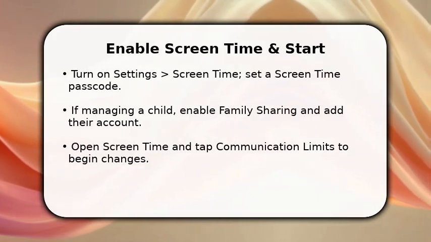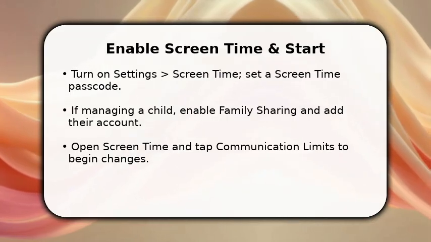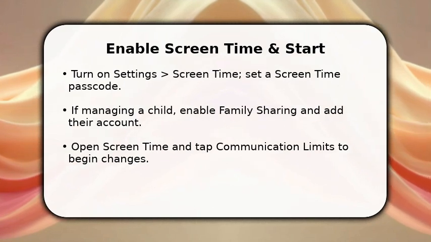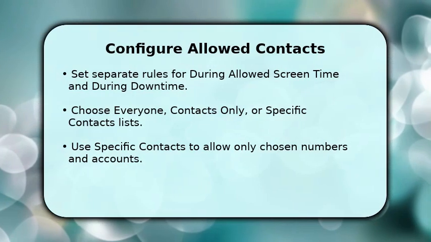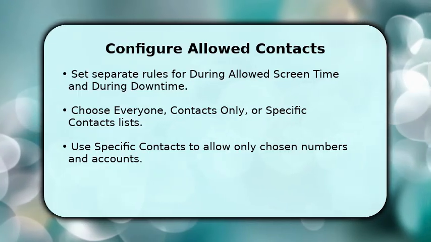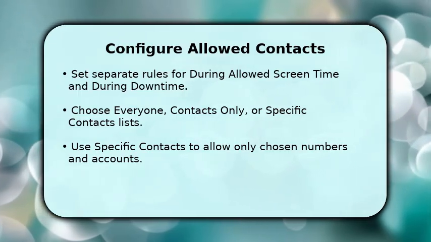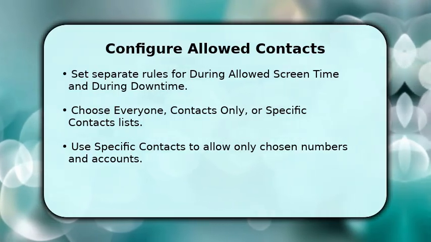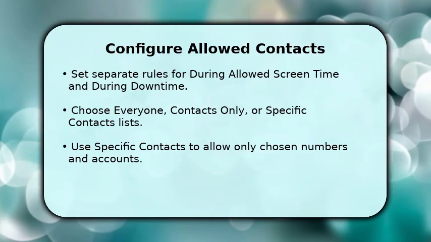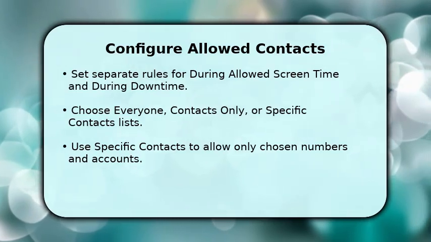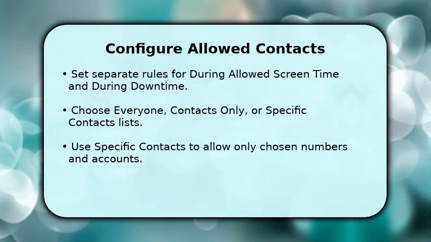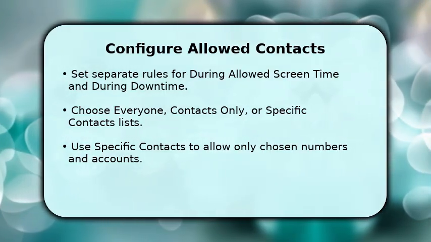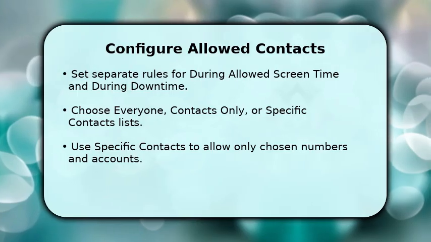Begin on the Communication Limits screen. This is the only place iOS centralizes call, message, and FaceTime restrictions. Next, focus on the two rows, During Allowed Screen Time and During Downtime. Tap each to choose who can communicate: Everyone, Contacts Only, or Specific Contacts. Choose Contacts Only to restrict unknown numbers or Specific Contacts to allow a curated list. Add contacts by tapping Add Contacts and selecting from the address book.